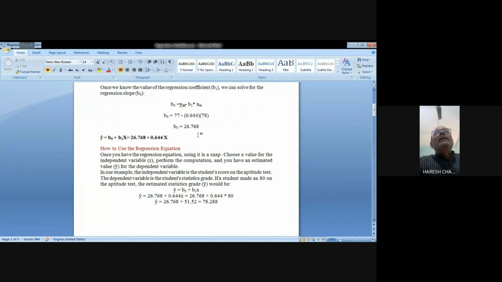Now the question: if a student has secured 53 in mathematics, what will be the science mark? The question will be to develop a regression equation and find out the science mark of students having this in mathematics. 53 in mathematics, what will the science mark be? 0.644 into 53 plus 26.768.